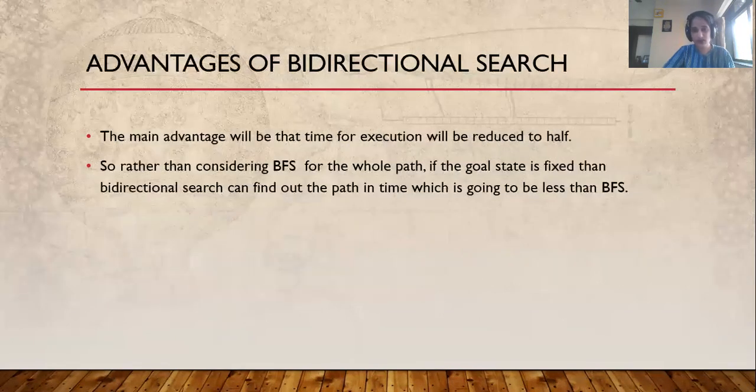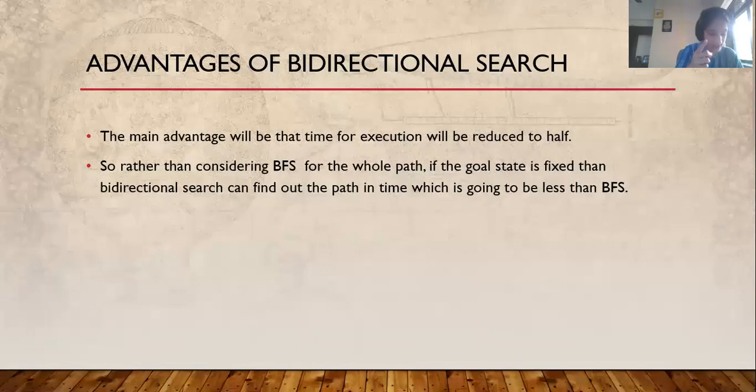Fine. The main advantage is that the execution time will be reduced to half. If we just use breadth first search, the time consumption will be more, but if we execute both searching techniques in parallel at the same time, then the time is reduced by half. So rather than considering breadth first search for the whole path, if the goal state is fixed, then bidirectional search can find a path faster than breadth first search.